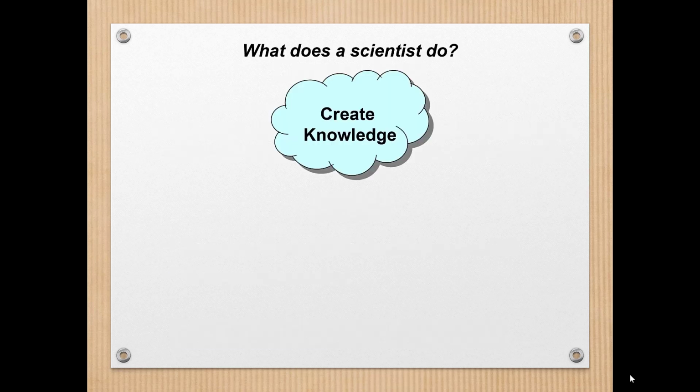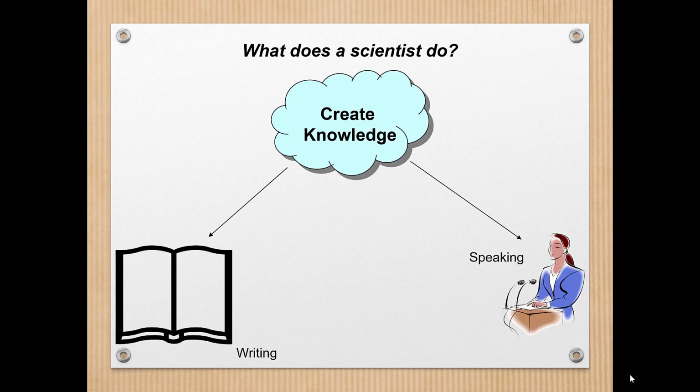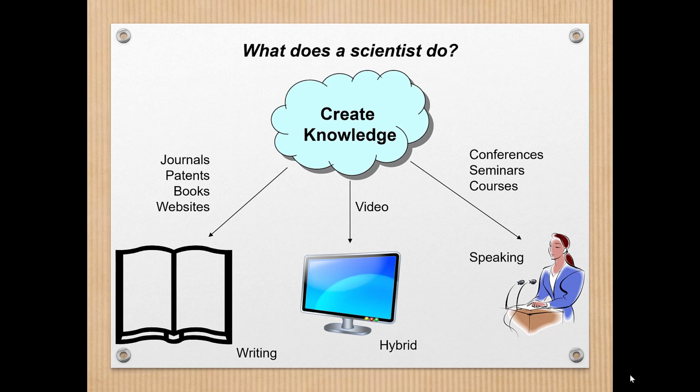And we're going to talk for a second about what a scientist does. So a scientist will create knowledge, and that scientist may create knowledge by writing, by speaking. Where do we write? How do we communicate what we understand to the wider world? We typically use journal articles, patents, books. We may write blogs, or we might store information on websites. And we also may speak at conferences and seminars and courses. The idea is that we disseminate our understanding.